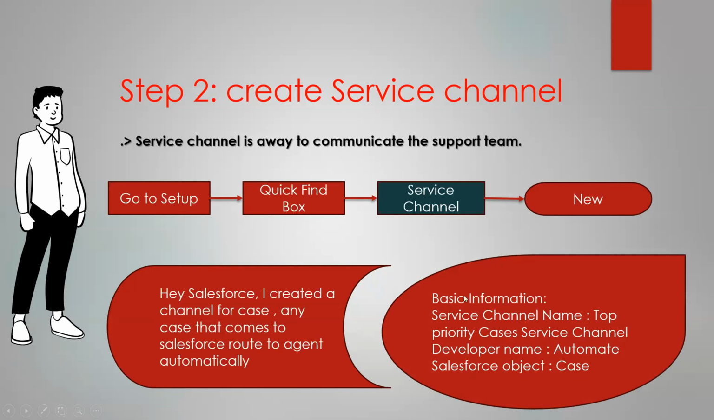In this, we need to provide a basic information. What is our service channel name? Developer name. Developer name is something like API name. It will generate automatically. When you are implementing a new queue, you will tell what the queue is, and which object the queue is for. So for this, service channel is for which object. So we are mentioning it. Service channel is for case object. Let us see practically.